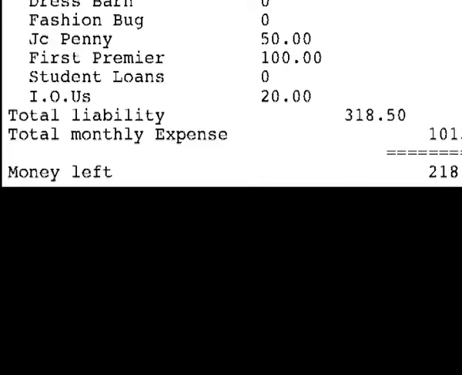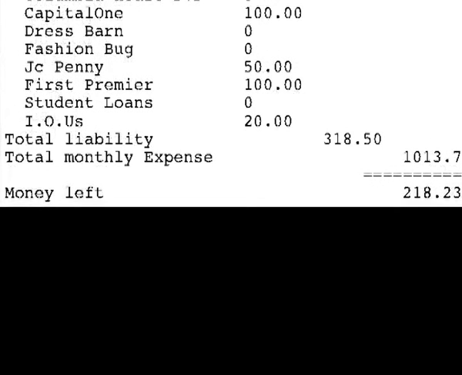And we're also paying student loans in the amount of $0 at this point. IOUs is $20. Total liability comes out to be $318.50. Money left to be about $218.23.